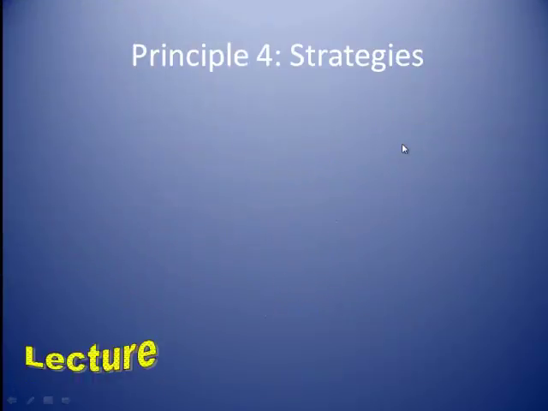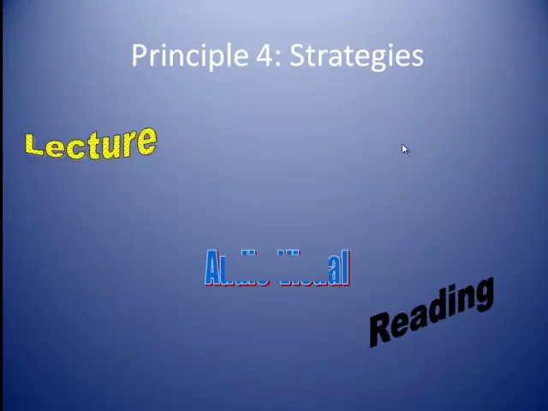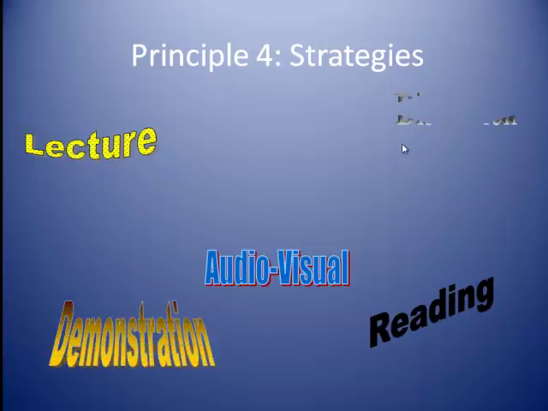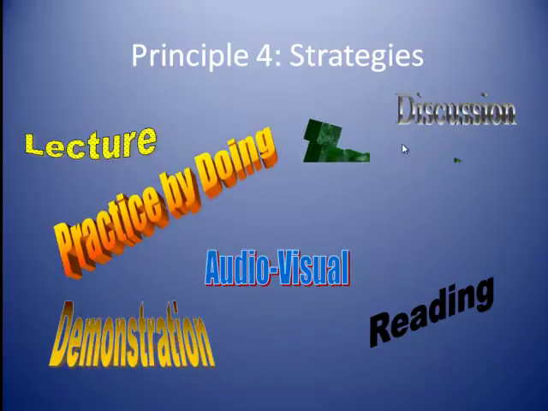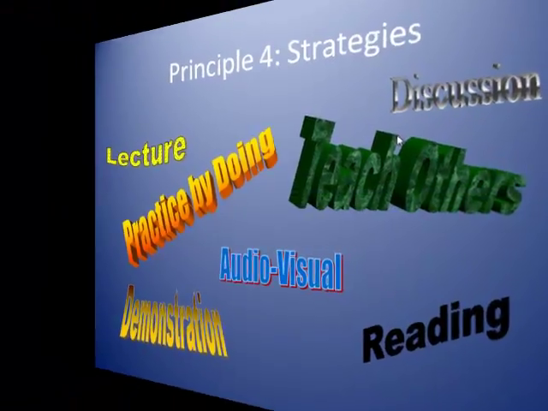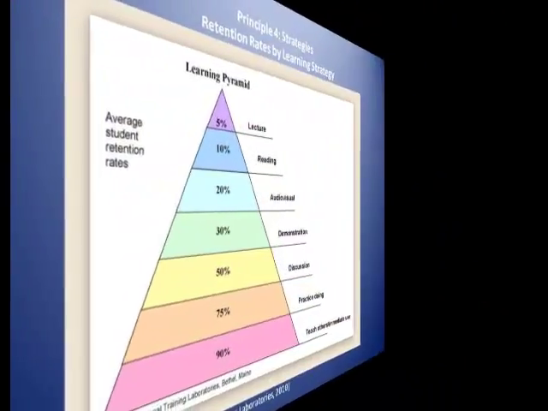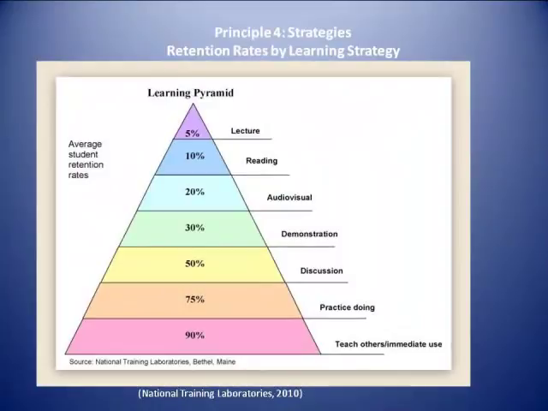Stop 4 on our magic carpet ride takes us to Principle 4, Strategies. To achieve your learning objectives, you need to determine the instructional strategies that you will implement. The strategy should aid in creating the learning environment in which your students should be actively involved. Based on the learning pyramid from National Training Laboratories, students' retention rate is related to the learning strategy chosen. Which strategy would you choose?